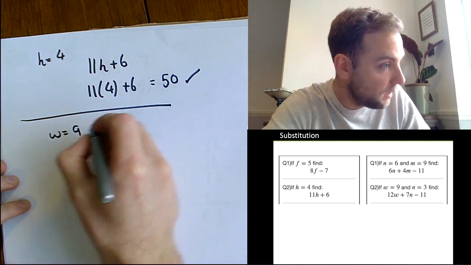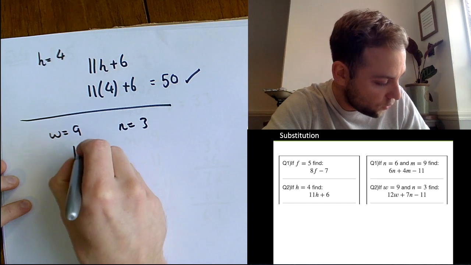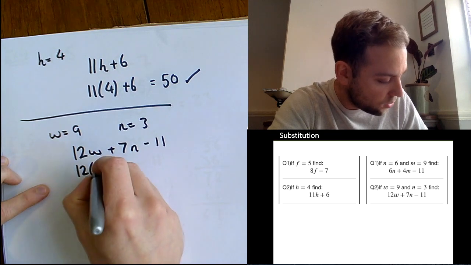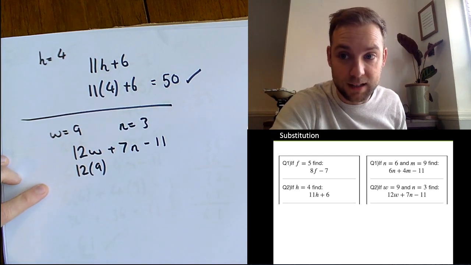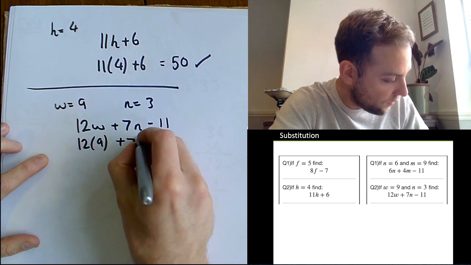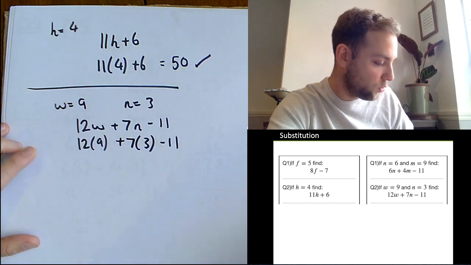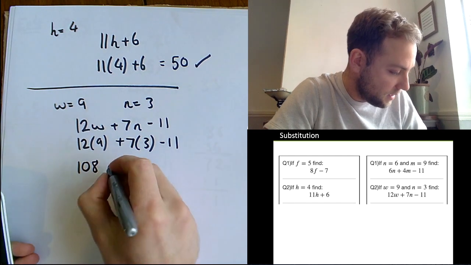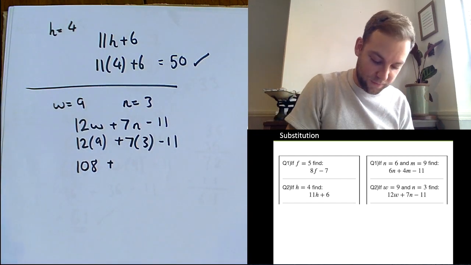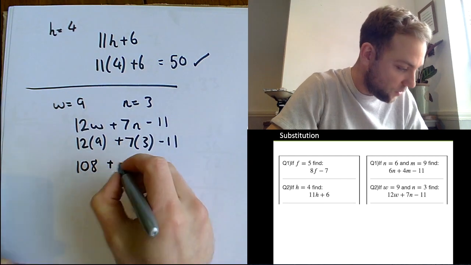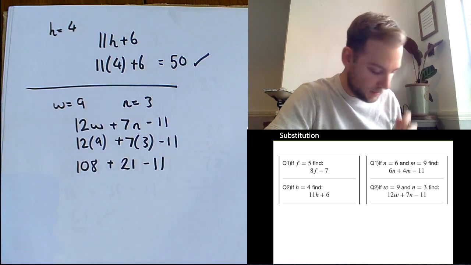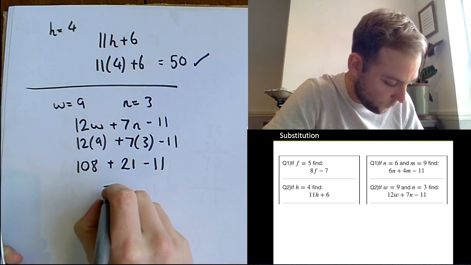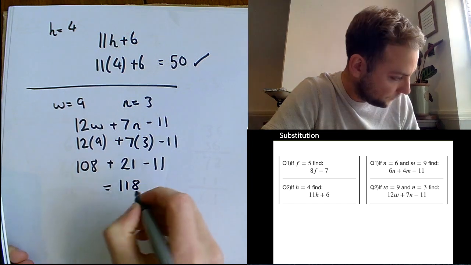W is equal to 9. N is equal to 3. I've got 12W plus 7N minus 11. 12 lots of 9. Just notice I'm using the mini brackets there. Plus 7 lots of 3 minus 11. Well, 12 times by 9. 12 times 9 is 108. Could have done this over here. I should have known this 108 to be fair. 7 times 3 is equal to 21 minus the 11. 108 plus 21 minus 11 is equal to 118. Brilliant.